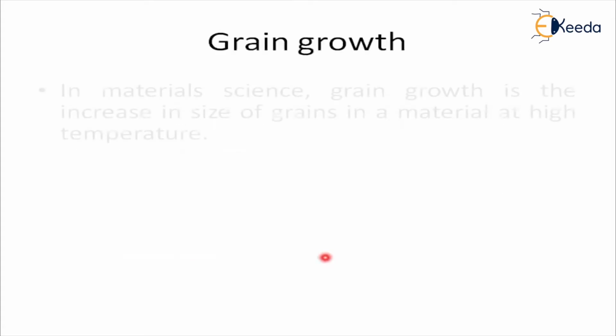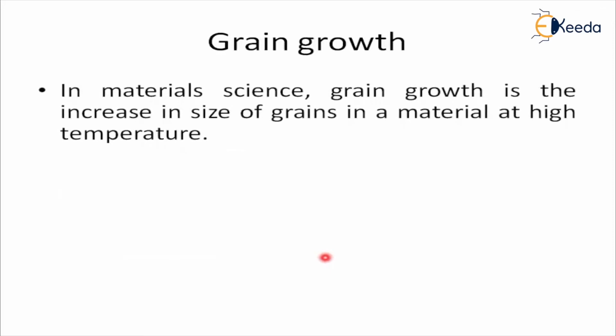Now you can observe what exactly grain growth is. After recovery and recrystallization are observed on the material, is grain growth necessary? Observe the sentence, then you can understand why grain growth is needed. In material science, grain growth is the increase in size of grains in a material at high temperature. So it clearly says that we do this process, grain growth, at high temperature. If a high temperature is used for the material, automatically it leads to failure.